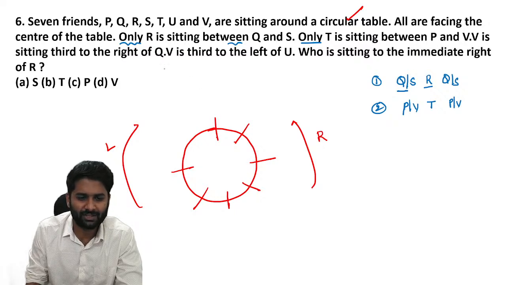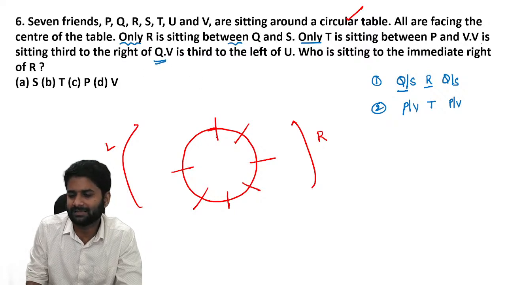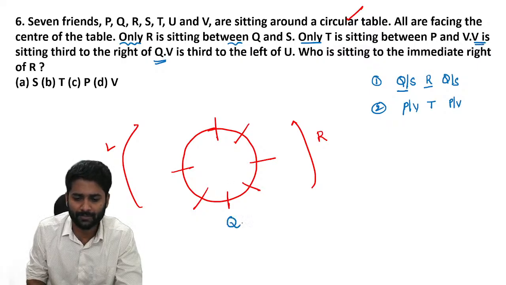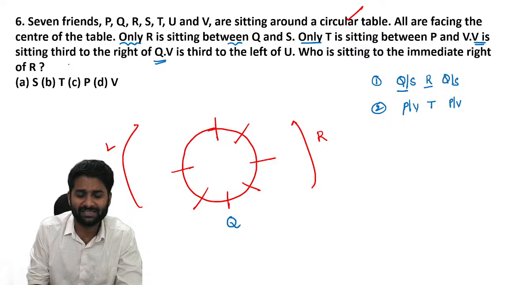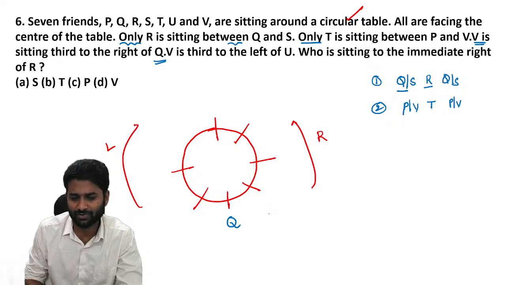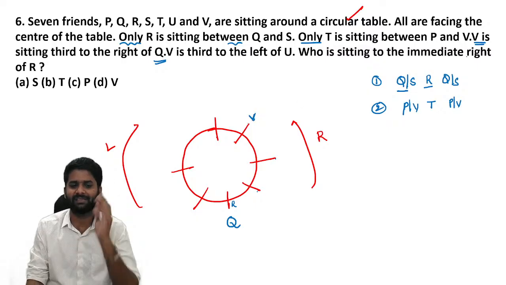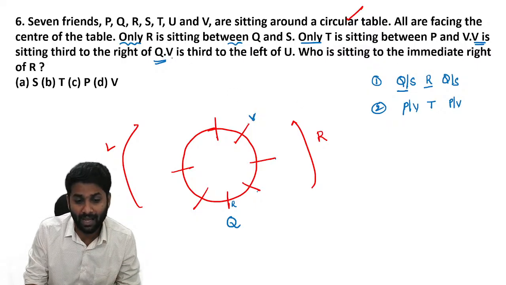V sits third to the right of Q. Then we can start this seating arrangement from this point. So you can arrange Q here. They clearly mention that V sits third to the right of Q. First right, second right, third right. Exactly, we can place V. And one more point, V is third to the left of Q.